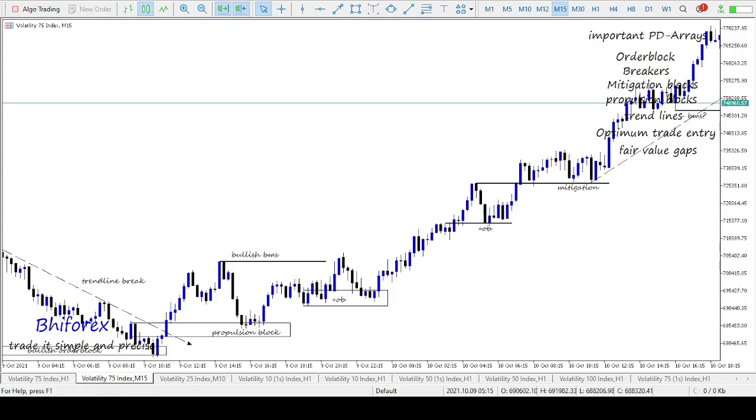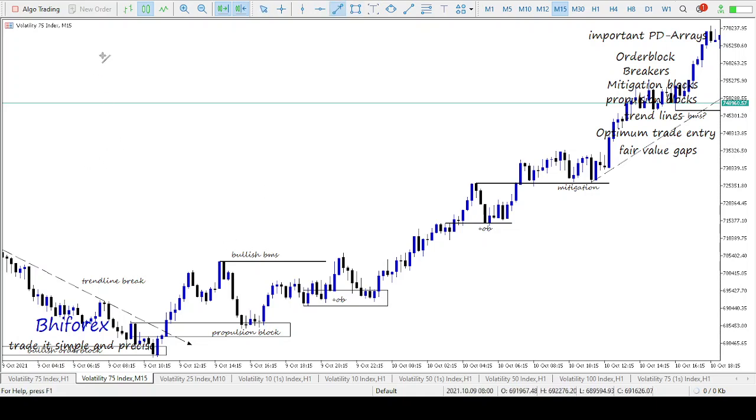Hi, welcome to the second part of our training on volatility index trading. We are on the third topic, which is important PDRs that you have to know. We've treated other blocks, proportion blocks, trend lines, and optimum trade entries, with a brief introduction to all these things. Now I'm going to explain mitigation blocks and breakers, and what the difference is.